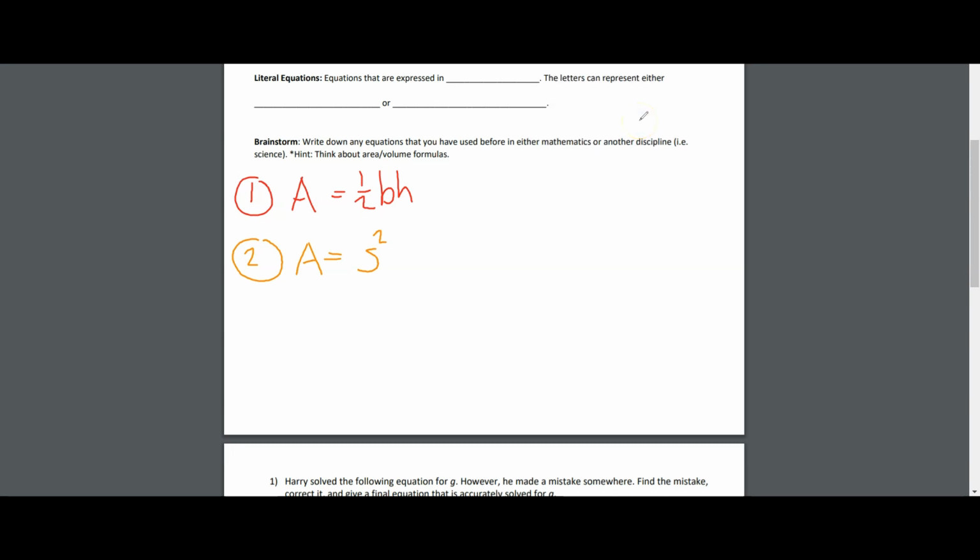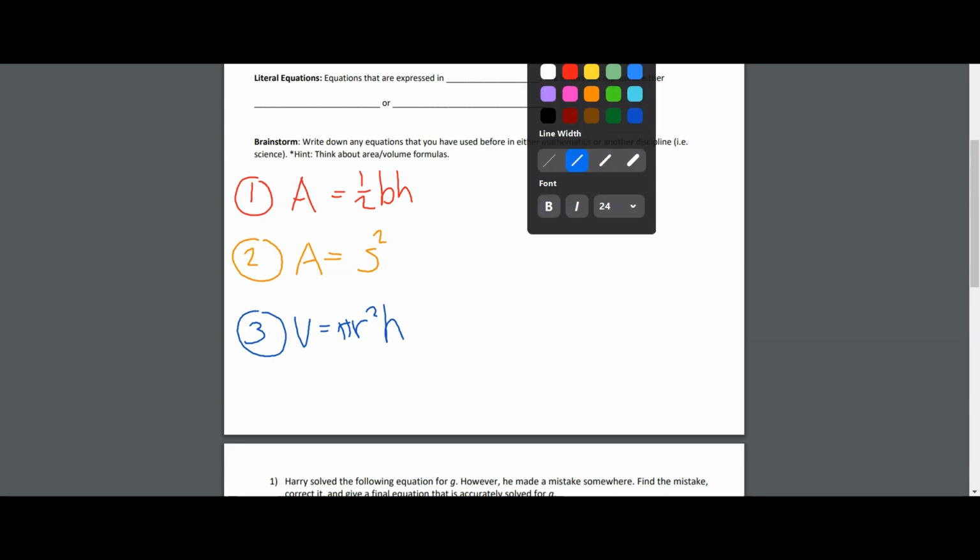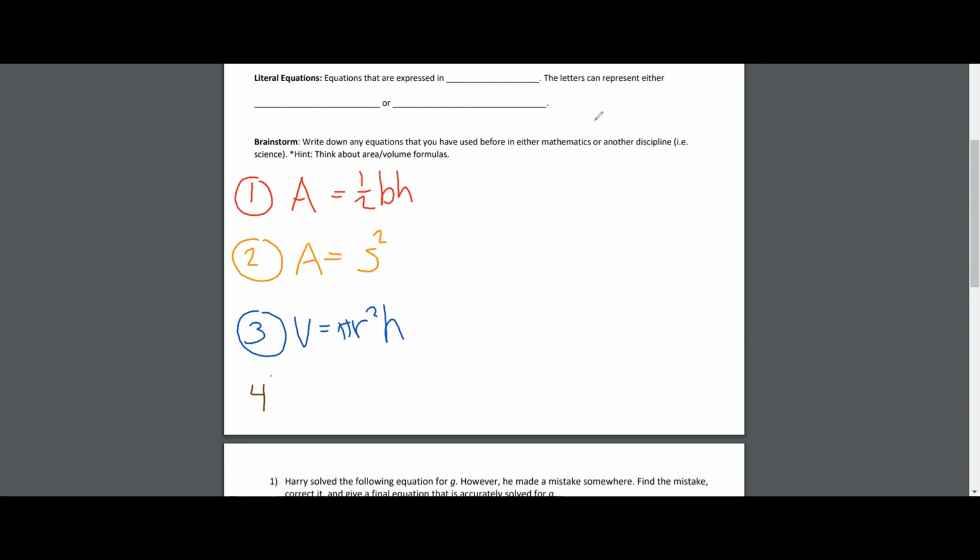Let's do some volume formulas. So we have the volume of a cylinder. So volume equals pi r squared times h, or pi times the radius squared times the height. One of the more familiar ones to you may be the volume of a rectangular prism, which would just be length times width times height.